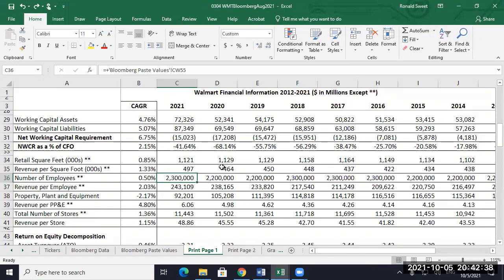I doubt Walmart has exactly 2.3 million employees, especially every single year. It's like, we can't hire you today. We can hire 100,000 or 0. I don't doubt that's going on.